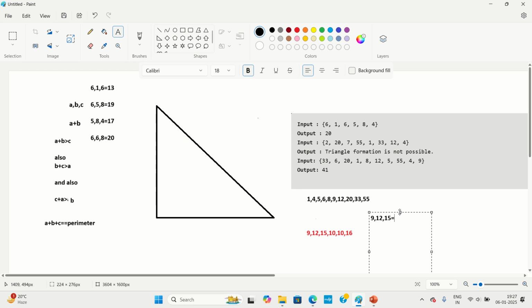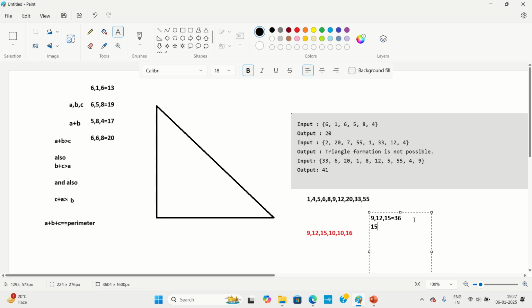So what is the perimeter of this triangle? It is 21 plus 15, 36. 36 is the perimeter of this triangle. Can we form any other triangle using this array? 12, 15, 10. It is 27, greater than 10. Okay, fine. 12 plus 10, 22 greater than 15. Fine. And 15 plus 10, 25, greater than 12. So this is also forming a triangle.